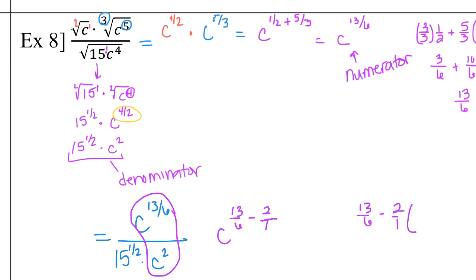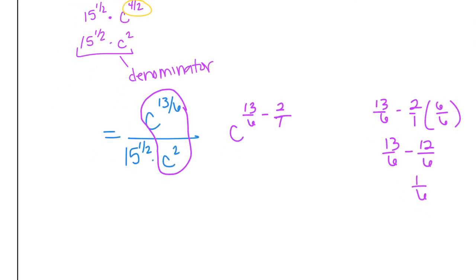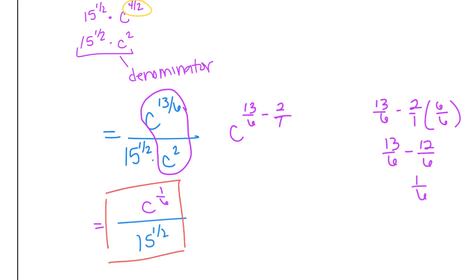So I'm going to multiply 2 over 1 by 6 over 6. 6 times 2 makes 12. 13 minus 12 makes a 1 over 6. So we have c to the 1 over 6 in the numerator over 15 to the 1/2. And because c and 15 are not the same base, this is as simplified as you can get.